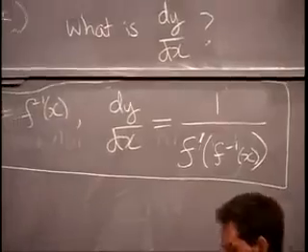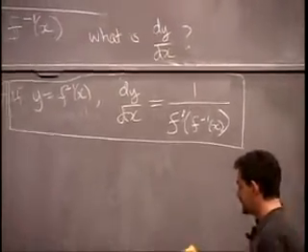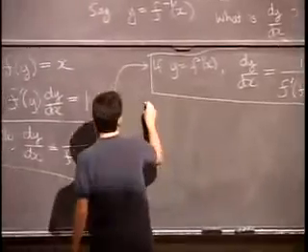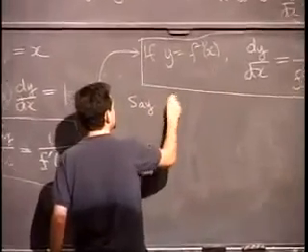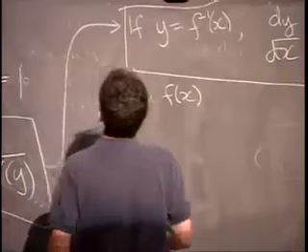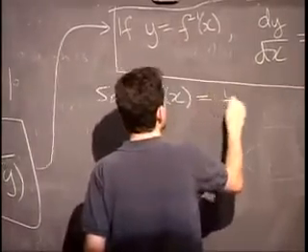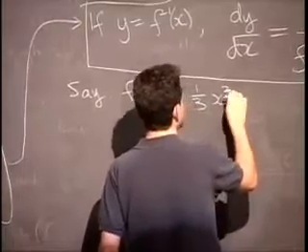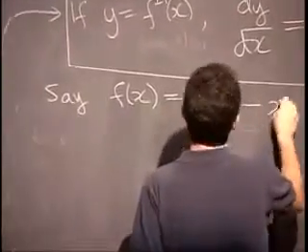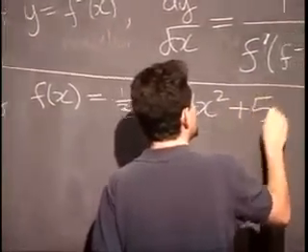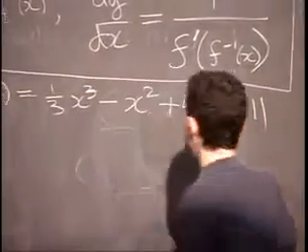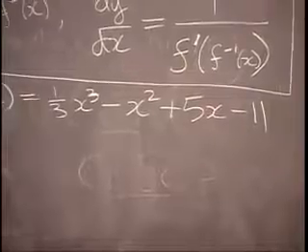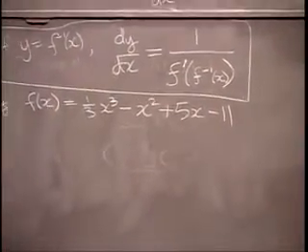Okay, so I'd like to give you some examples of how to use this. The first one's fairly straightforward. Suppose that f of x is 1/3 x cubed minus x squared plus 5x minus 11. That's the same function that we looked at before, and we proved that it has an inverse. Okay?